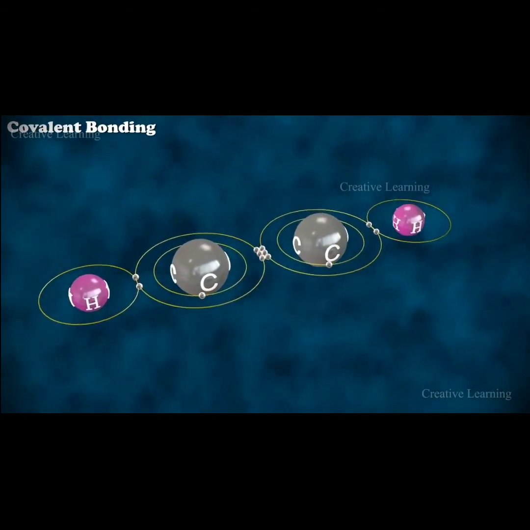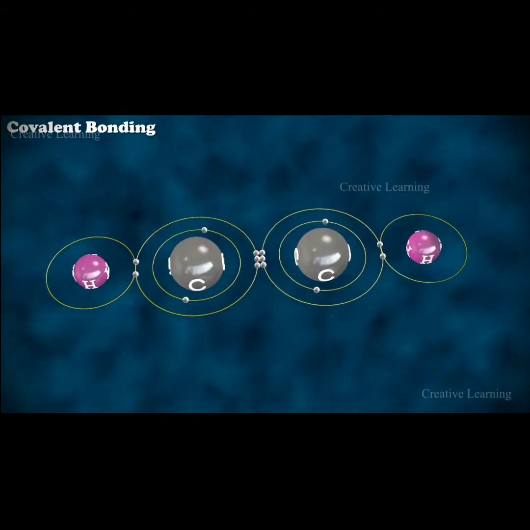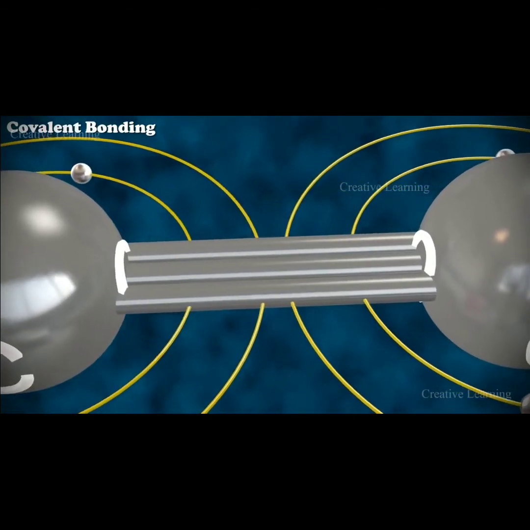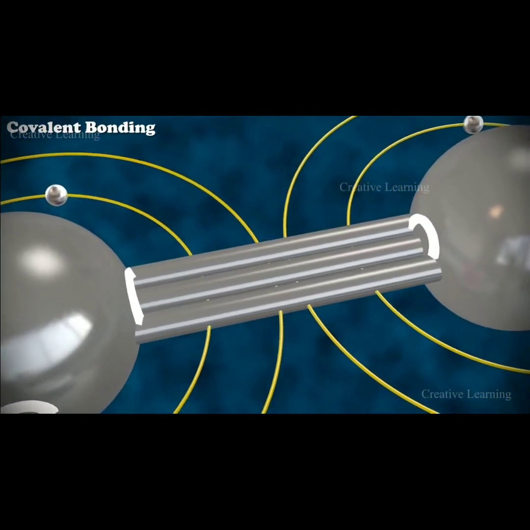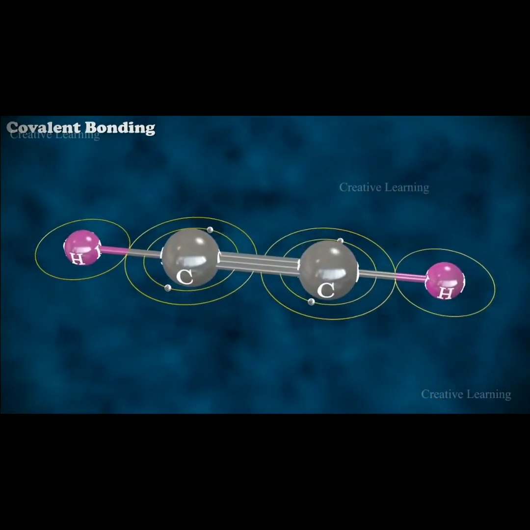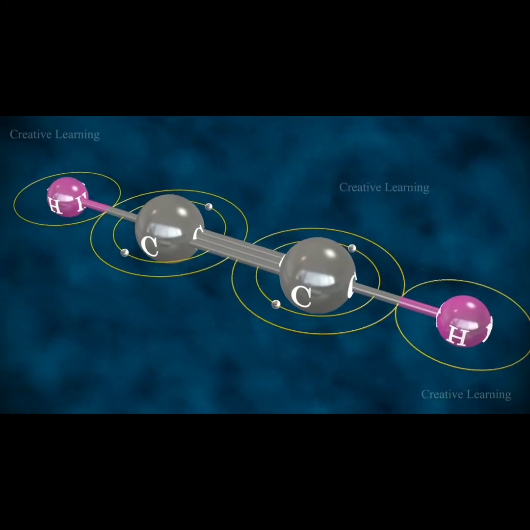When three pairs of electrons are shared between two atoms in a molecule, a triple bond is formed. It is the least stable out of the three general types of covalent bonds. The two carbon atoms in the ethyne molecule are joined by a triple bond.